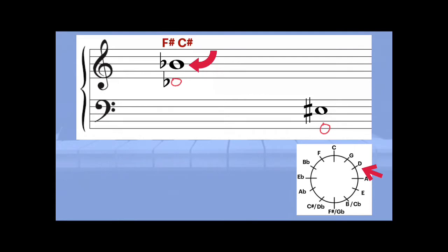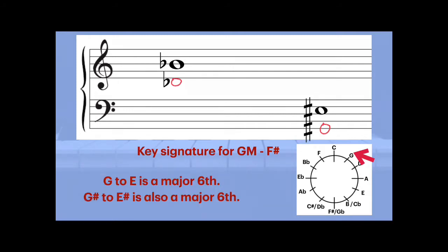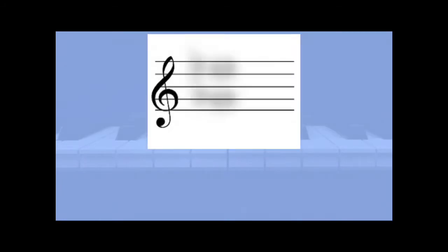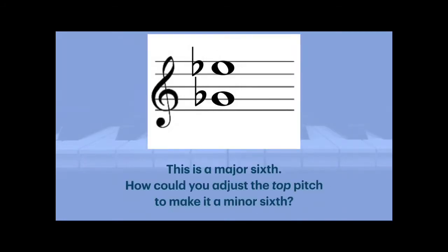Next, we take the key signature of G major, which has 1 sharp, and that's an F sharp. So a G up to an E natural would be a major sixth. However, we've got an E sharp on the staff, and we need to find a major sixth below that E sharp. So if a G up to an E natural is a major sixth, then a G sharp up to an E sharp is also a major sixth. This is a major sixth, G flat up to E flat.